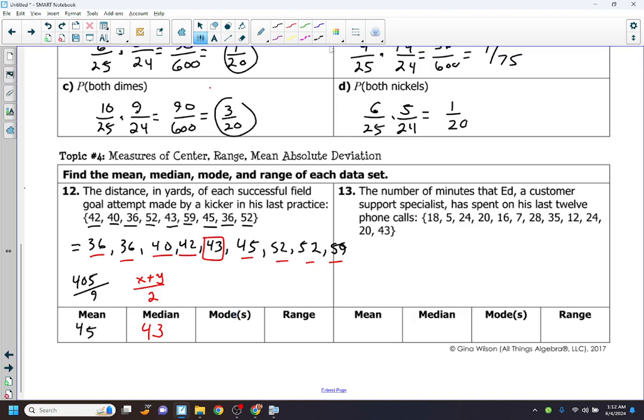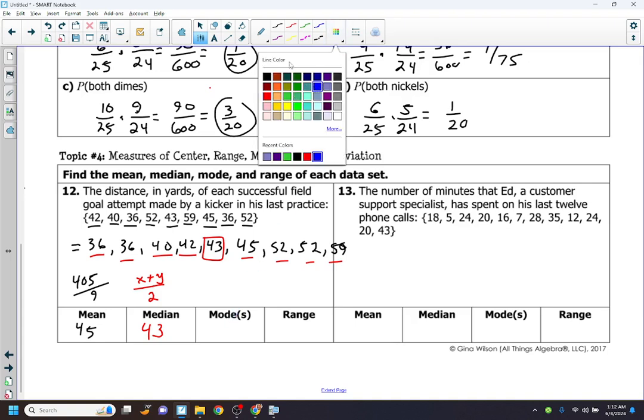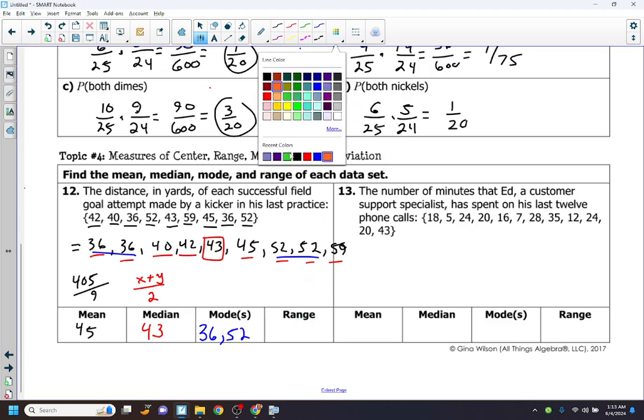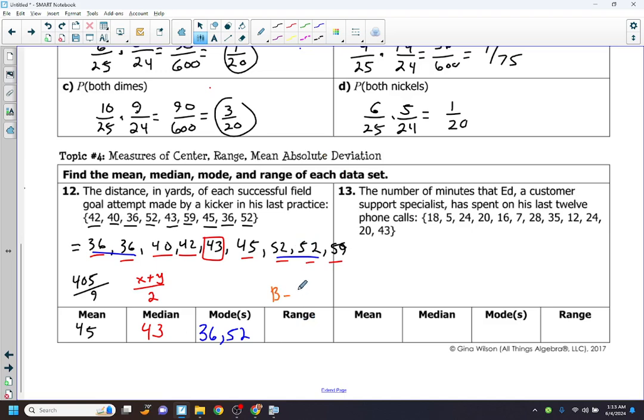The mode is the thing that happens most often. It looks like 52 happens twice and 36 happens twice. So which one gets to be the mode? They share the reward. So 36 and 52. And the range is always biggest minus smallest, largest minus smallest. So 59 minus 36 is 23.